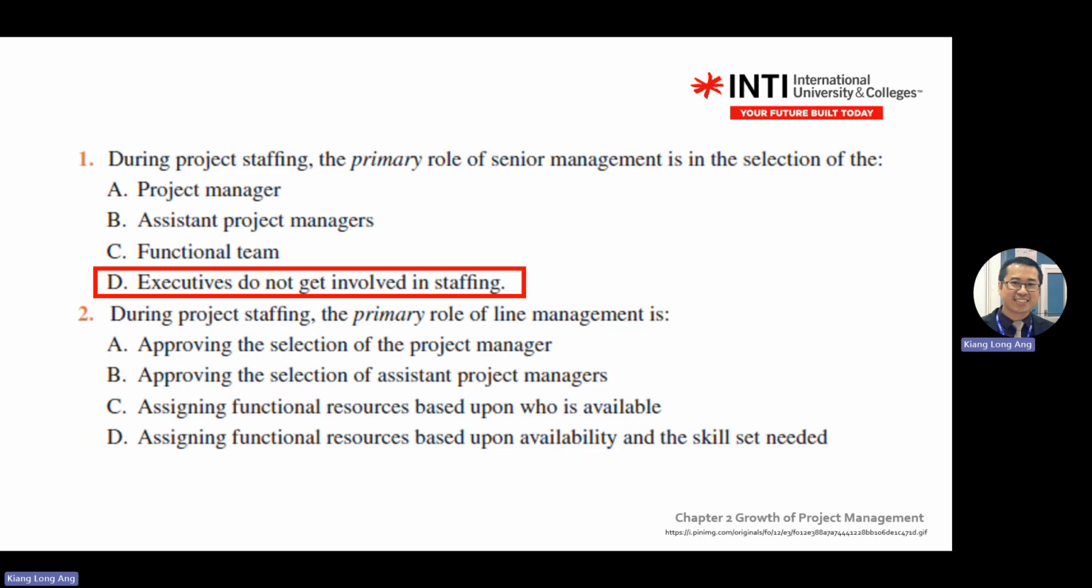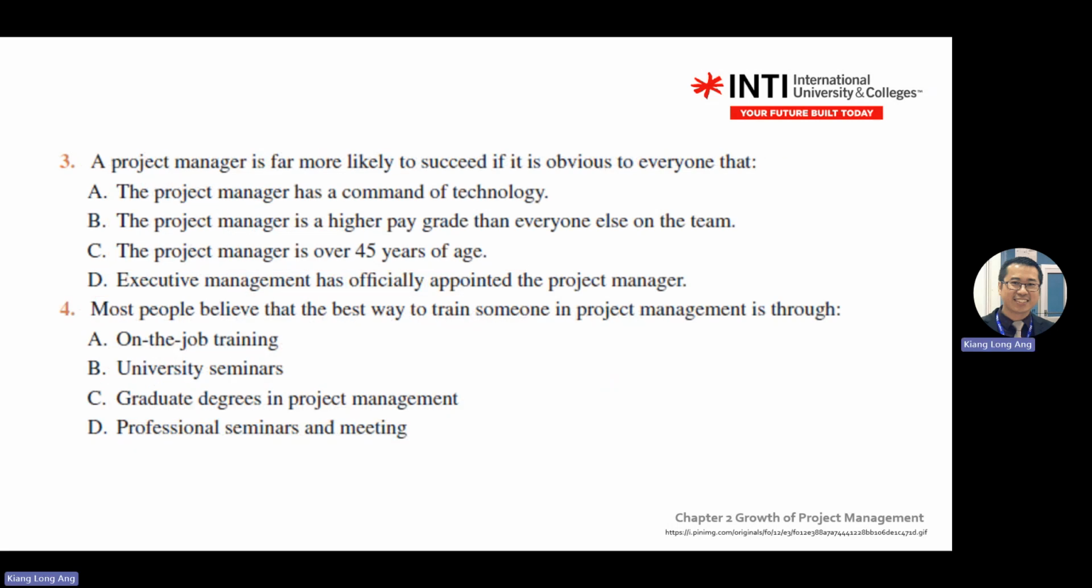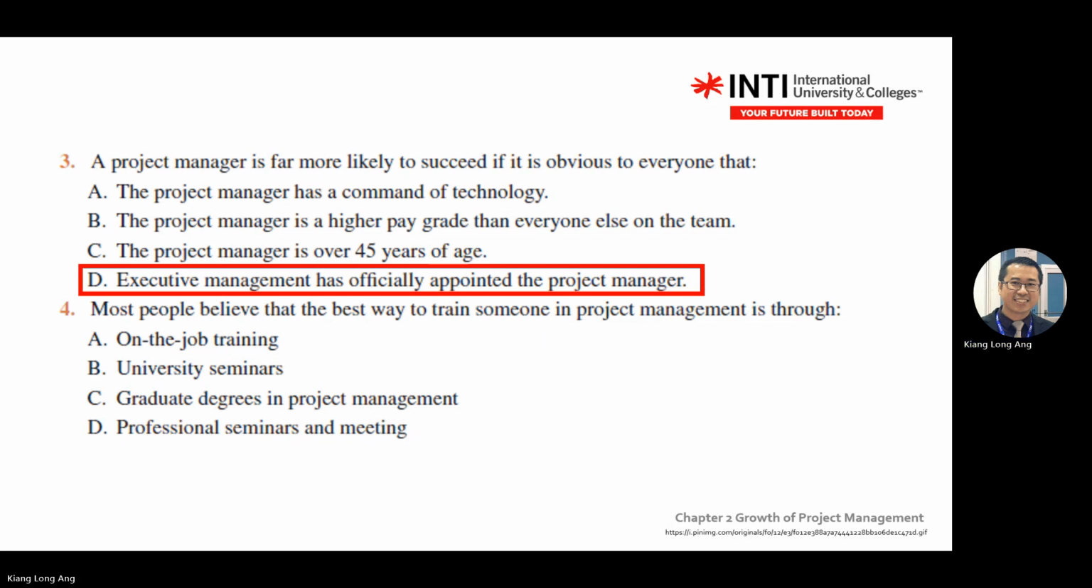Number two, during project staffing, the primary role of line management is what? A and B are surely not the answer. C. Project manager is... It's far more. This one. So this number three means project success, not failure.